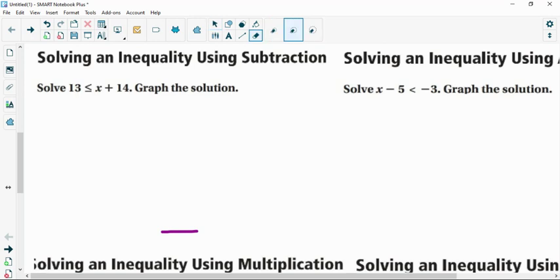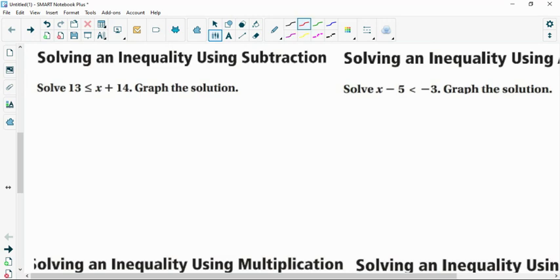So where we're going to start is we're going to do each of our four properties of equality, only this time it's properties of inequality. The only way to keep the inequality true is to make it to where what I do on one side, I must do to the other side. If not, then my inequality is different.